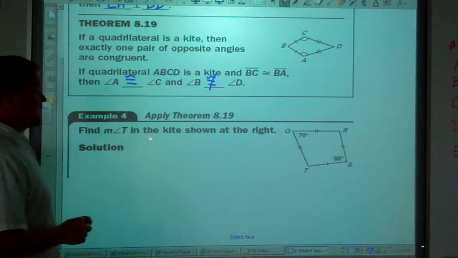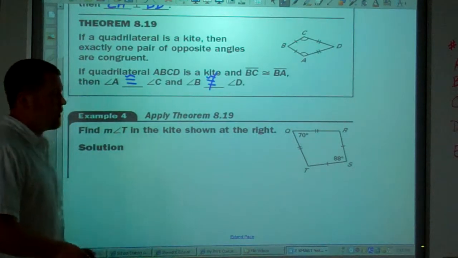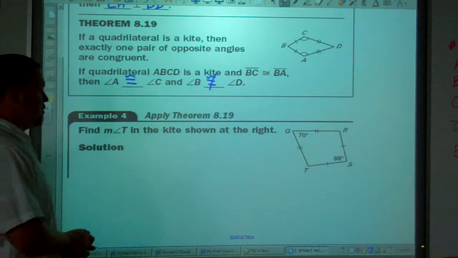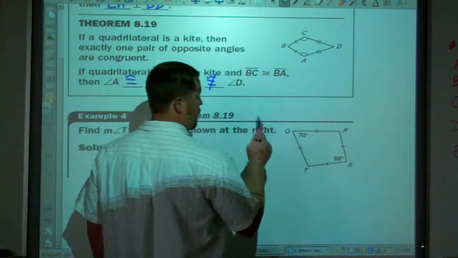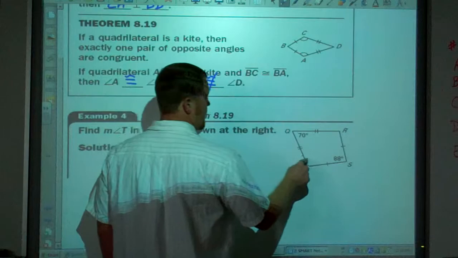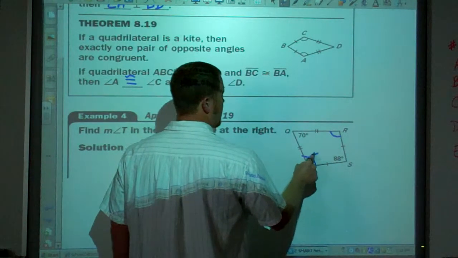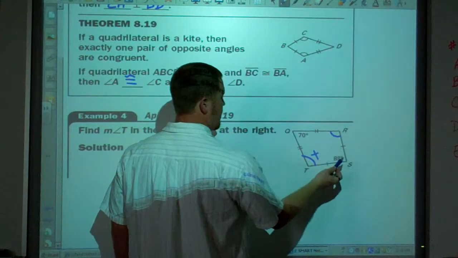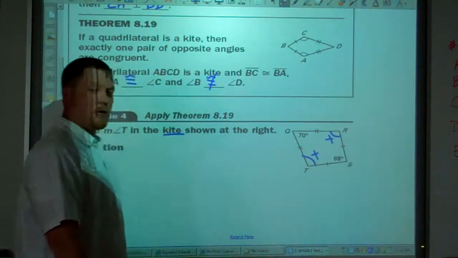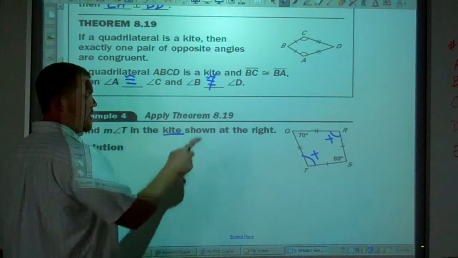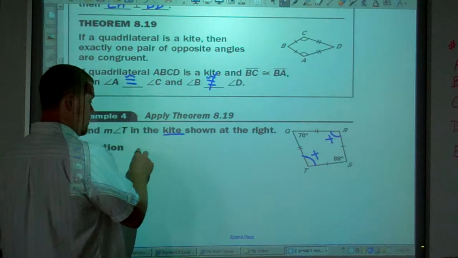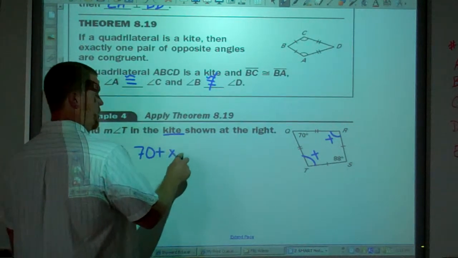Alright, find the measure of angle T in the kite shown at the right here. Alright, so we know we have a kite. We're told it's a kite. So right away, we know the angles. We have one pair of opposite angles that are congruent, and it's these angles here. If I don't know angle T, and I call it X, well then angle R has to be X as well. So then what do we know? Well, we know it's a quadrilateral.